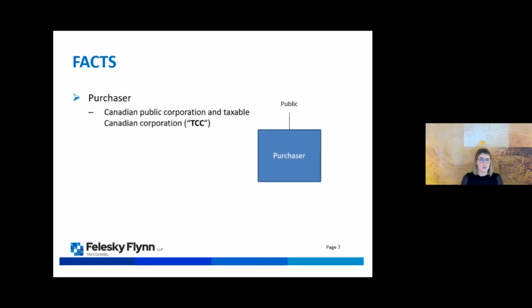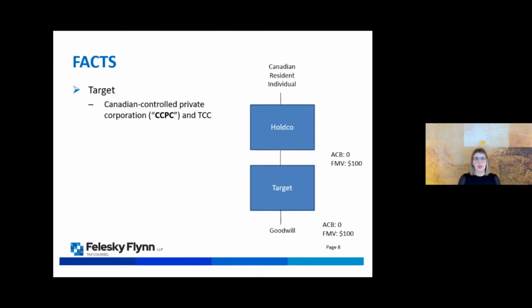So we're going to start with a really simple fact pattern here. We're going to have a purchaser that's a public corporation. And then we're going to have a target that's a CCPC, all of the shares of which are owned by a holdco. And just to give some really simple numerical information up there, there's no basis in the target shares or the target's asset, which in this case is just goodwill. So in our fact pattern, we have a pubco purchasing the shares of a CCPC from a holdco.